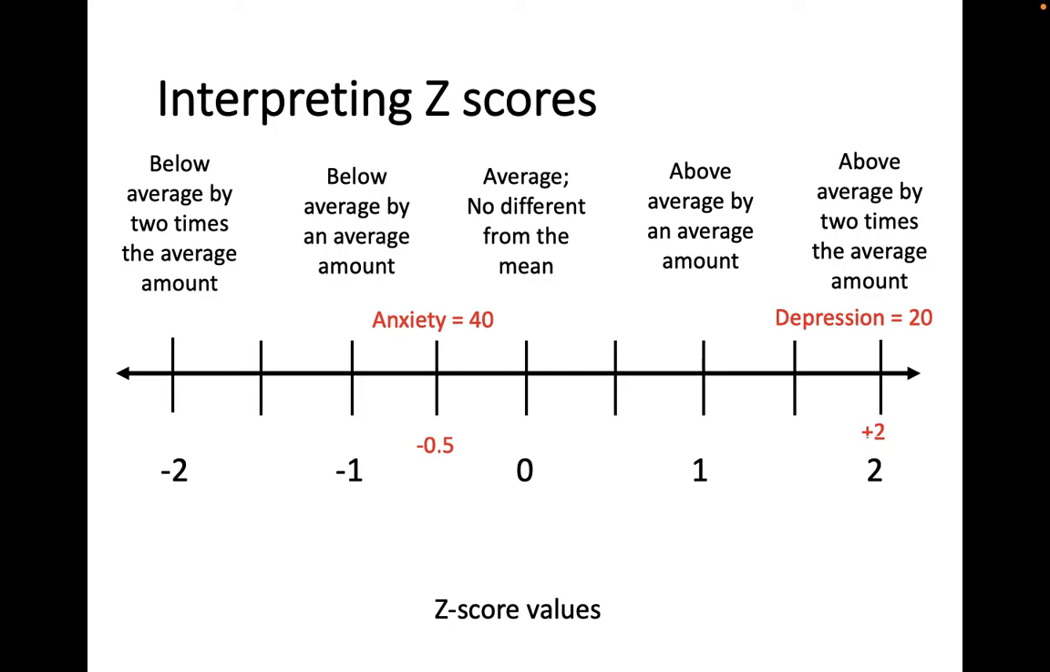We'll use our z-score continuum to have an interpretation. So what we can see here is that the depression score of 20 actually shows that this person deviates or scores above average by 2 times the average amount on depression. Alternatively, when converted to a z-score, the anxiety score is 1/2 of a standard deviation below average. So in comparison, this person is much more depressed than average, and they're actually less anxious than average.